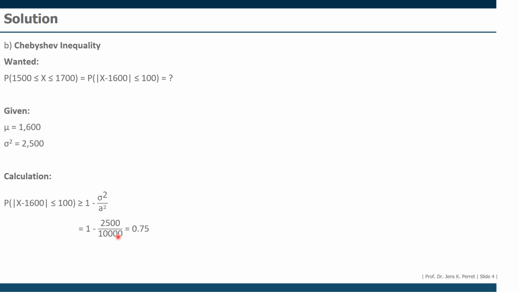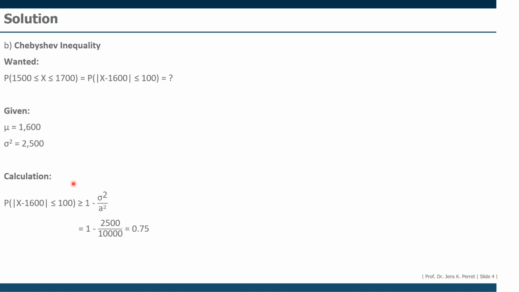100 squared is 10,000. So here I'm getting 1 minus 2,500 divided by 10,000, so giving me 0.75, so 75%. So I know that the probability will be larger than 75%. So they're relatively close to this value, with 75% already being in this area plus minus 100 euros. Well, that's everything there is.